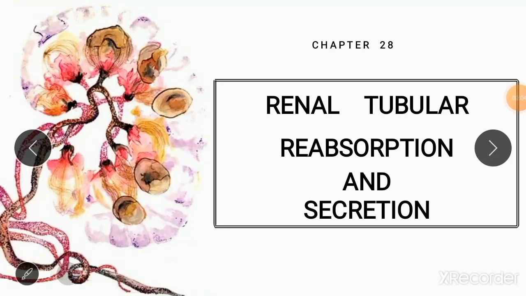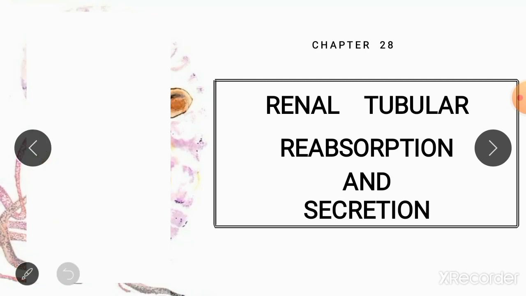Today we are going to start a new chapter of the unit of renal physiology. In the previous chapter we have already discussed the filtration part of urine formation, and in this chapter we are going to discuss tubular reabsorption and tubular secretion.